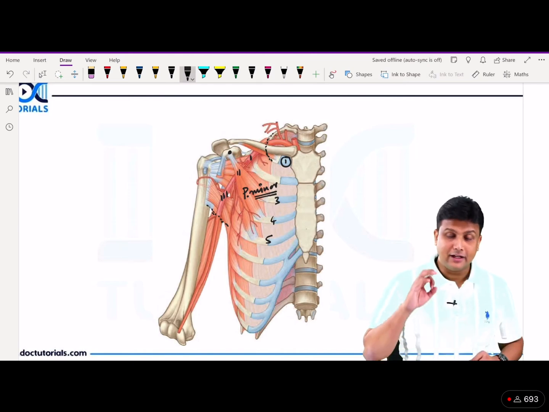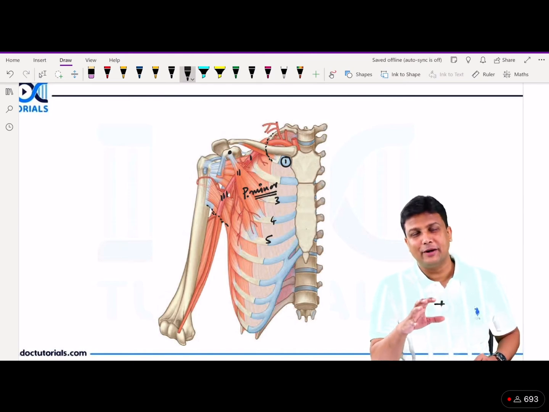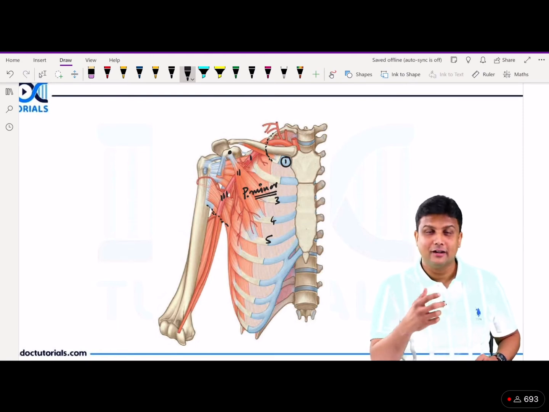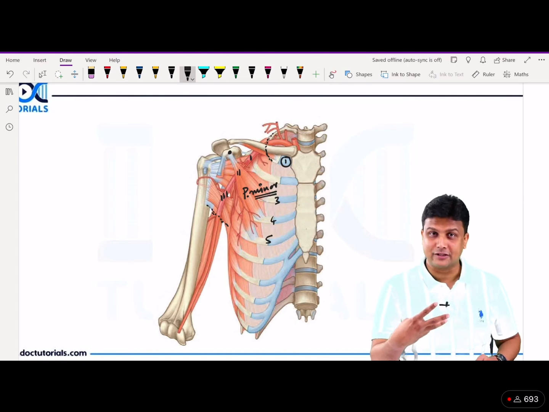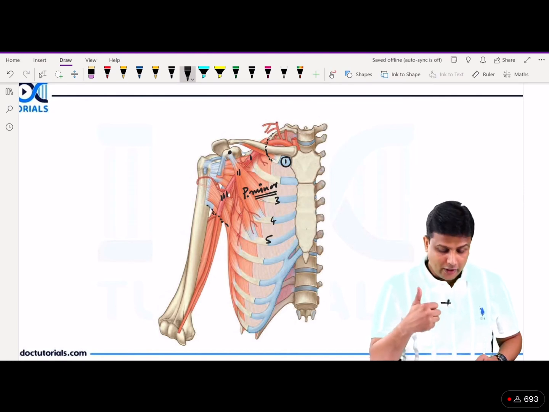Now this will actually have branches, and there is a beautiful symmetry here. The first part will give 1 branch, the second part will give 2 branches, and the third part will give 3 branches here. Now what are these branches?